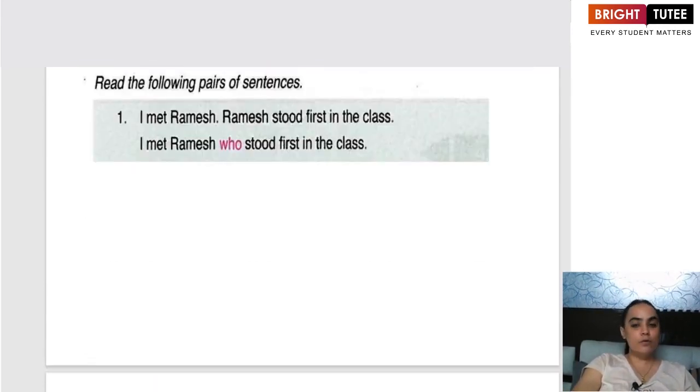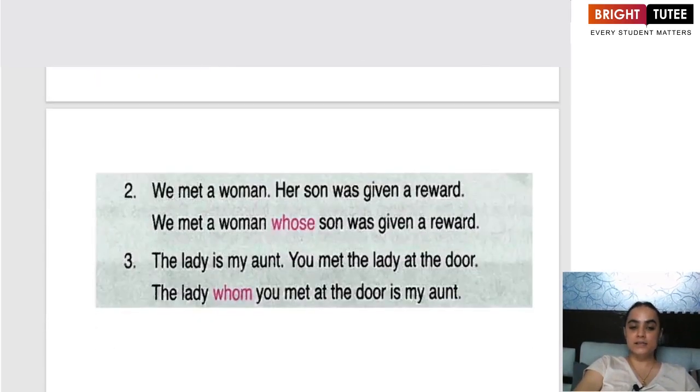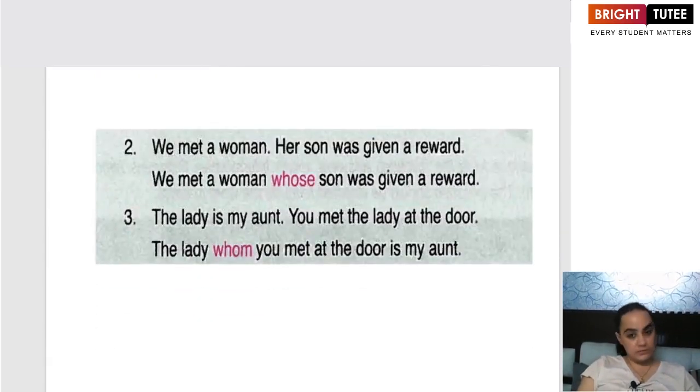Let us look at some of the sentences given in your book. I met Ramesh. Ramesh stood first in the class. How did I join these two sentences? I met Ramesh who stood first in the class. So this who is used for Ramesh. Next sentence. We met a woman. Her son was given a reward. We met a woman whose son was given the reward. This whose is used for the woman, the son of whom got the reward.